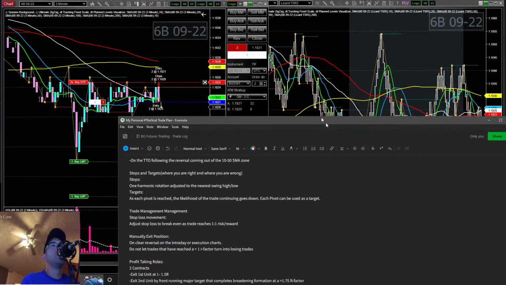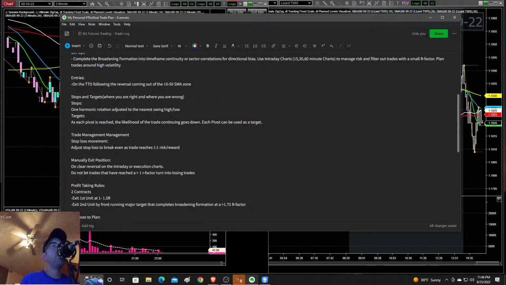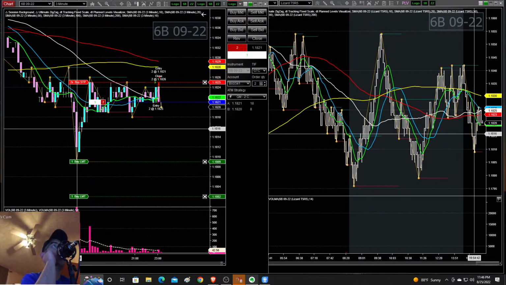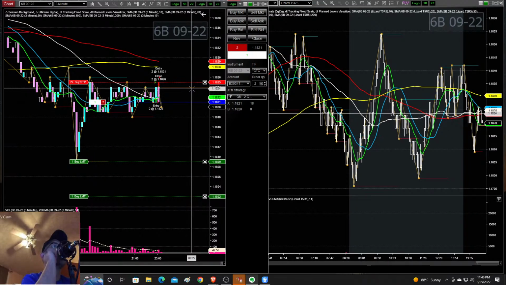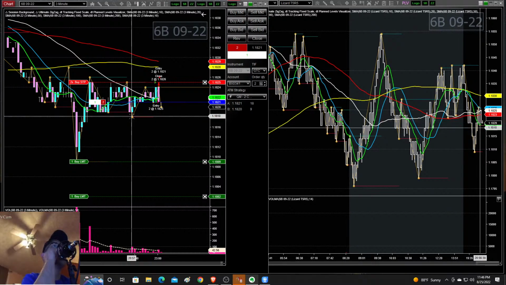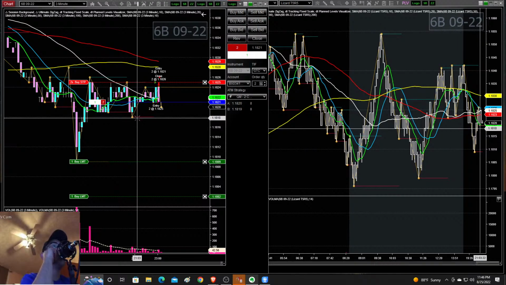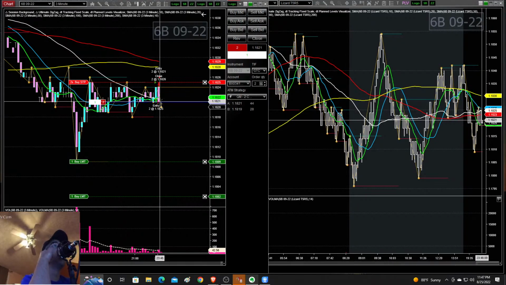So I'll pull this up, 1 tick in the profit. So my trade management plan: I move my stop loss to break even as the trade reaches 1-to-1 risk reward. Let's see how many ticks this is. So 4 ticks away. My stop is 4 ticks away. So once this trade reaches 1-to-1 risk reward, which is 4 ticks in the profit, I can choose to move this to break even.